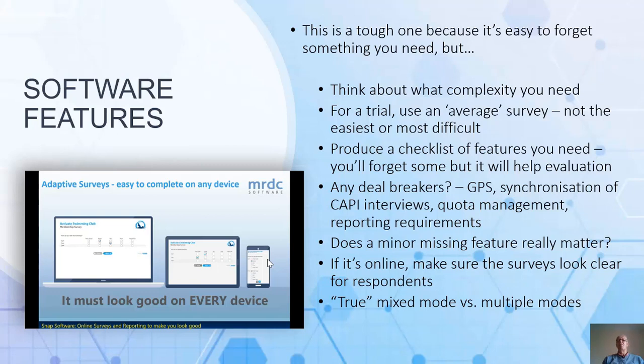get hung up on a minor feature being missing. Sometimes I think people, when they're buying software, can get hung up on one particular feature, and if it's not a deal breaker, maybe it doesn't matter, because when it comes down to it, what an online survey is particularly about is being clear for respondents and engaging enough so that they get to the end of it. And another thing to look for with software features, I think, particularly if you want to run surveys across different platforms or different devices, is can it handle mixed mode properly, or is it handling multiple modes?